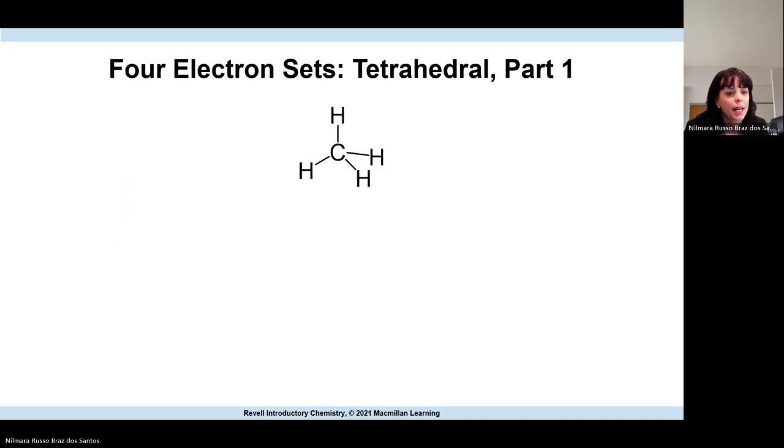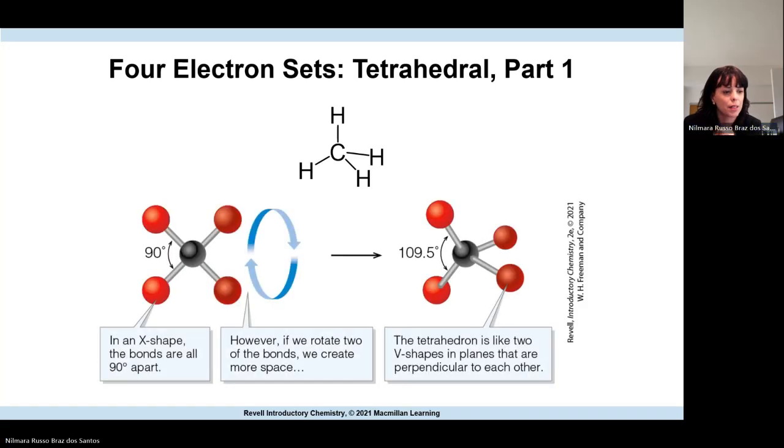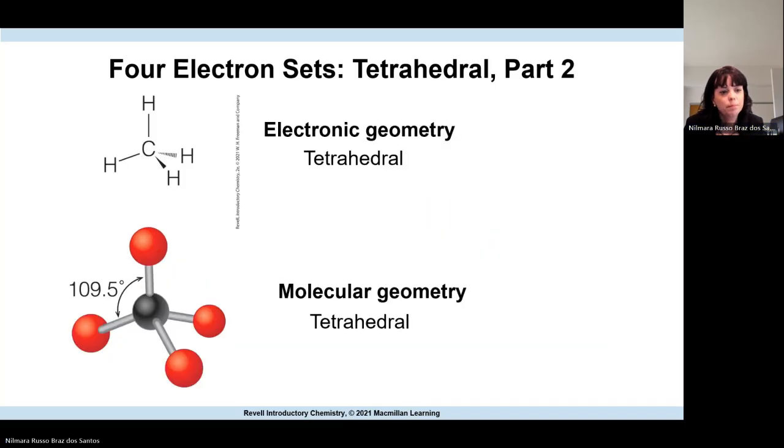Okay? And we have a tetrahedral. Tetrahedral, when they have one element attached to 4 other atoms. And it will not be 90 degrees between the atoms. We can have much more space between those, so we're going to have something like this. Okay, so they'll be as far away as possible, like 109.5 degrees. And we have electronic tetrahedral and molecular geometry tetrahedral as well.